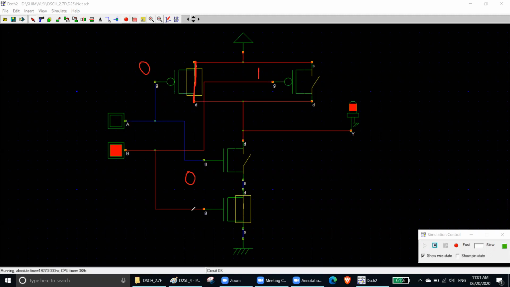So its NMOS is also 1 because they are actually common. So at 1, the PMOS is off. You can see, right? At 1, your NMOS is on. At 0, your PMOS is on, right? At 0, your NMOS is off. So this is off. So what will happen?